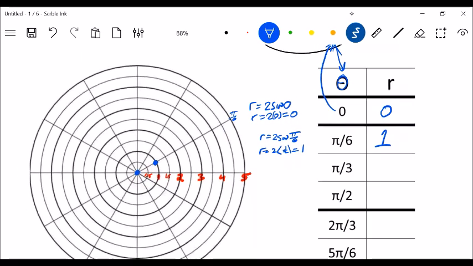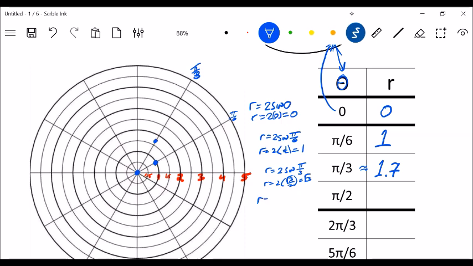Okay, now let's do this with pi over 3. R equals 2 times the sine of pi over 3. And that is r equals 2 times the square root of 3 over 2, which is the square root of 3. And in the calculator, that's approximately 1.7. So at pi over 3 here, we would go to 1 and 2 and a little bit less than 2. In fact, just a little less than halfway from 1.5. So we now have that point.